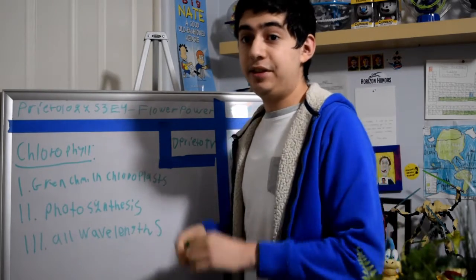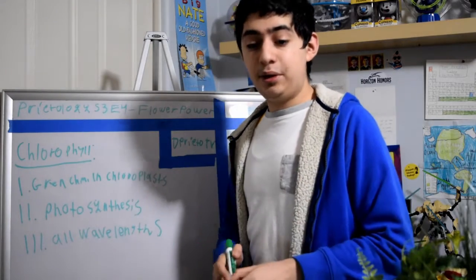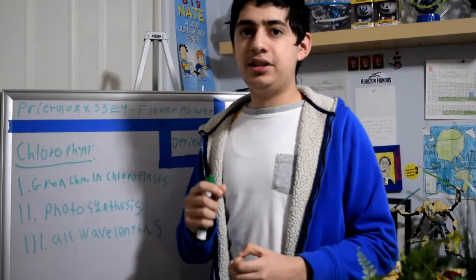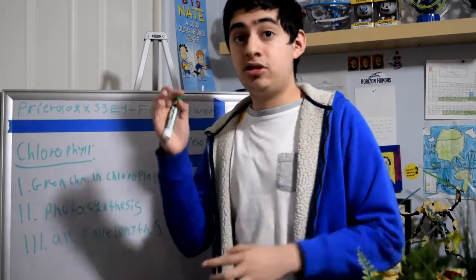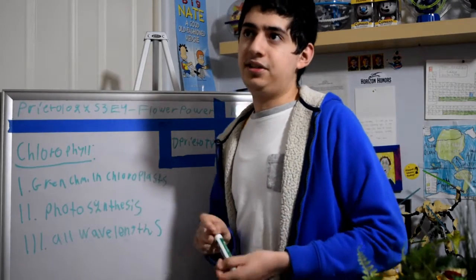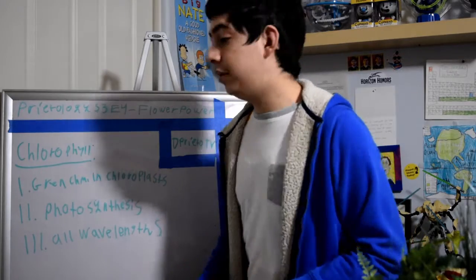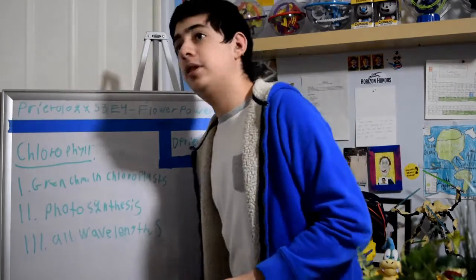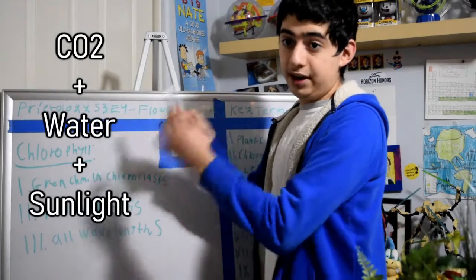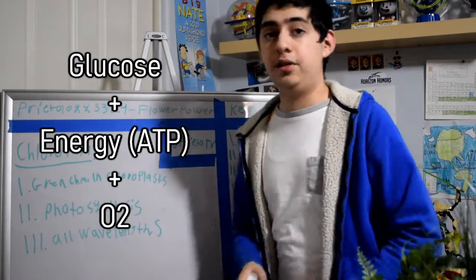Chlorophyll is basically the juice, the thing that makes photosynthesis happen. It's a green chemical inside chloroplasts, which I said was an organelle inside plants that captures sunlight for photosynthesis. Photosynthesis is a process that plants use to take CO2, water, and sunlight. So if you want to think of your chemical equation, I'm going to show it here. You have CO2, water, and sunlight. You combine all those together and you make glucose, energy, and oxygen, energy in the form of ATP.